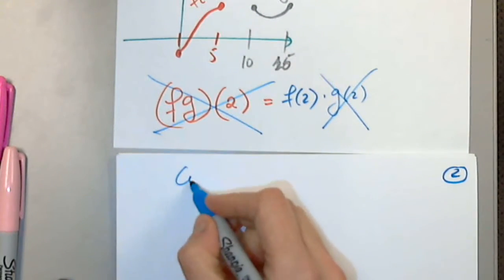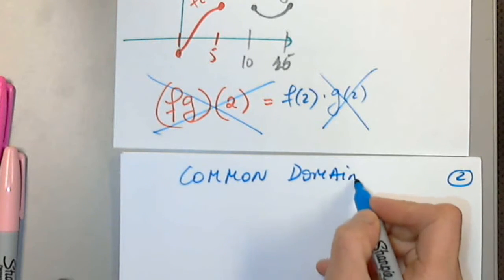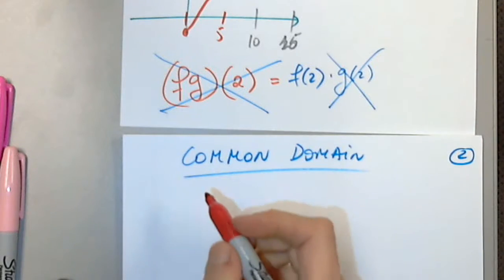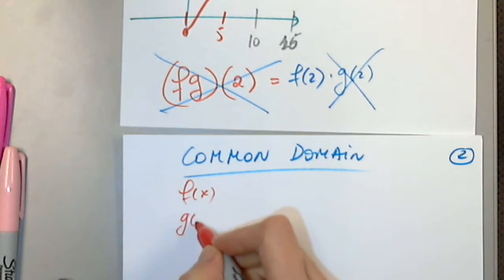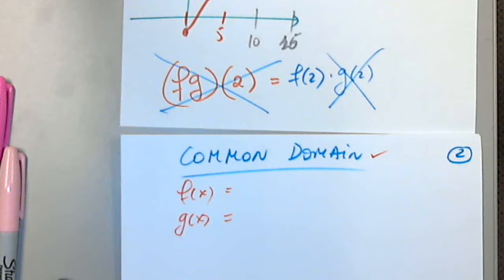So, common domain. If the two domains do not overlap, if there are no common points, there is nothing I can plug into both functions. Okay? So I'm going to pick two functions, or you can give me two functions if you want. Any two functions you can think of, or we can find them in the book in a minute, and for which we are going to find the common domain.